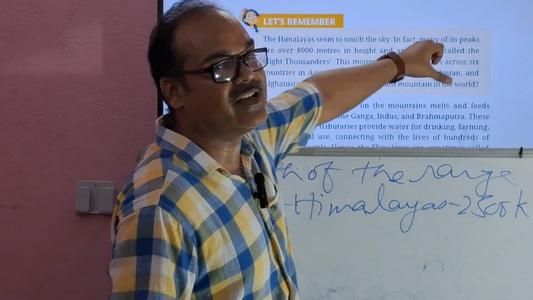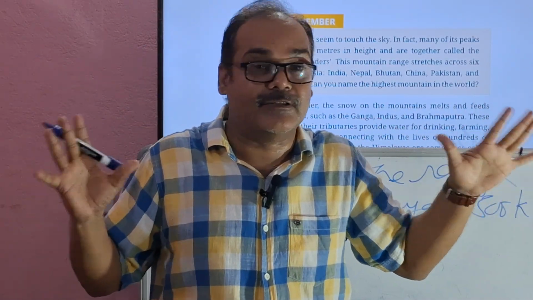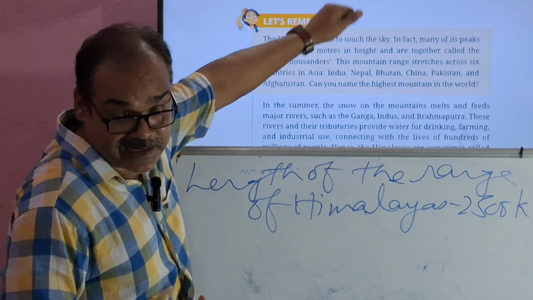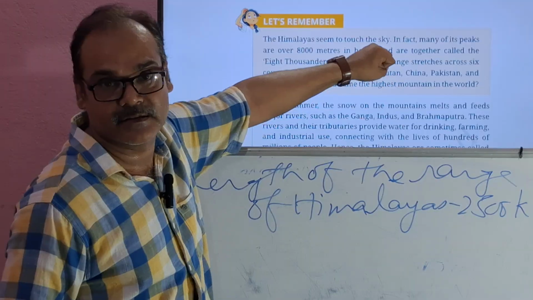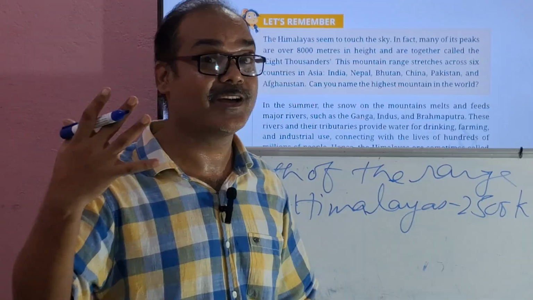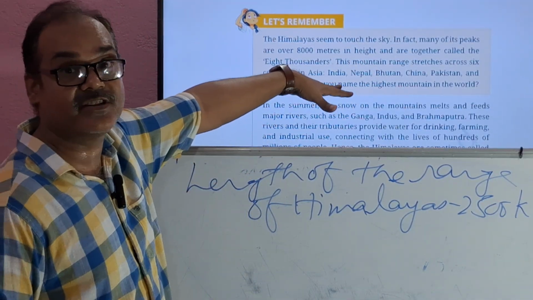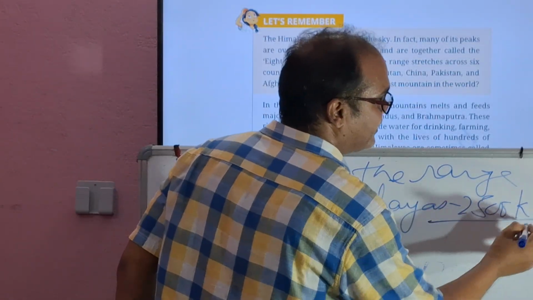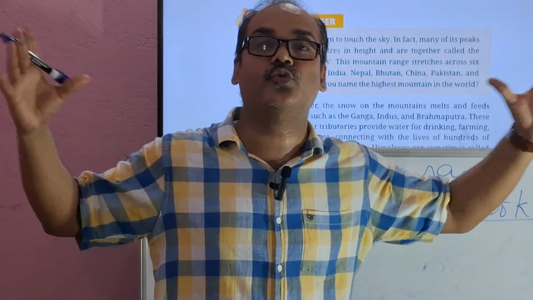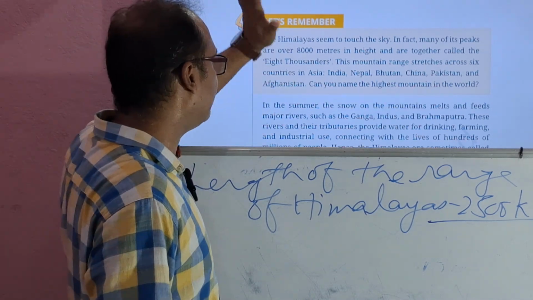The Himalayas seem to touch the sky because of their height, because so many peaks are over 8,000 meters, and that's why all these peaks together are called 8,000ers. Why? Because their height has crossed more than 8,000 meters. So you can understand this mountain range stretches across 6 countries in Asia. Which countries are they covering? This mountain range of 2,500 kilometers stretches across India, Nepal, Bhutan, China, Pakistan, and Afghanistan.